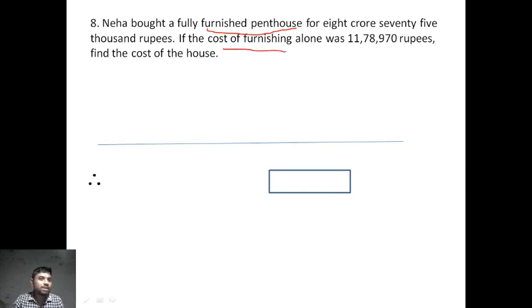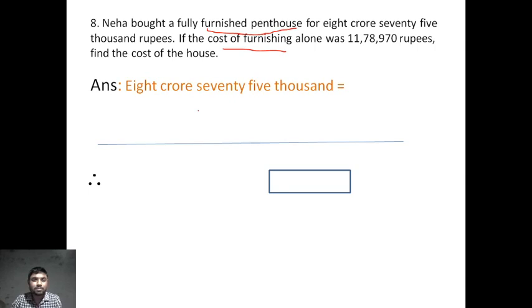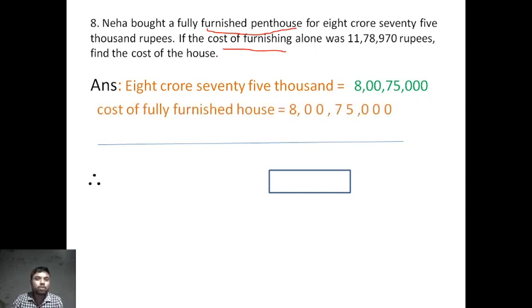So what will we do? Just think, if the sum of two numbers is given and one number is given, how do we find the other number? Subtraction, in the same way. Okay, so first write 8 crore 75,000. This means write the numeral 8 crore, so write 8, no lakh, 00, 75,000, 75, then 000. Okay, now write the statement. So the cost of the fully furnished house is this. Now the cost of only furnishing, furnishing alone, this.